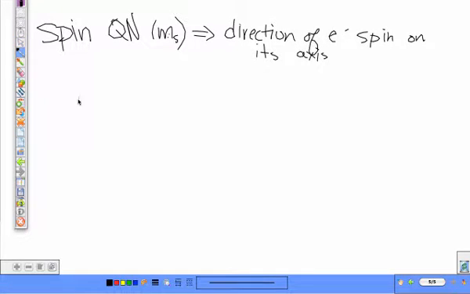And so ms can equal what? So you have two values. They have to have opposite spins, which is why there's 2 electrons per orbital.